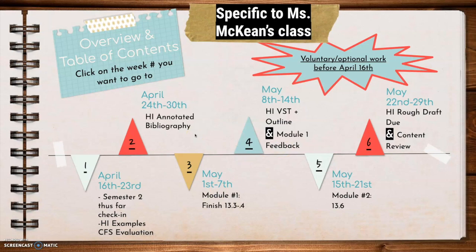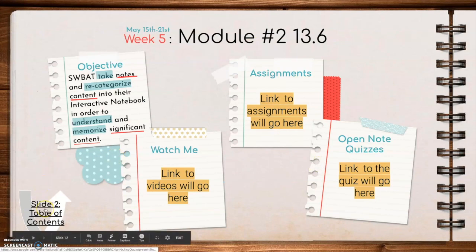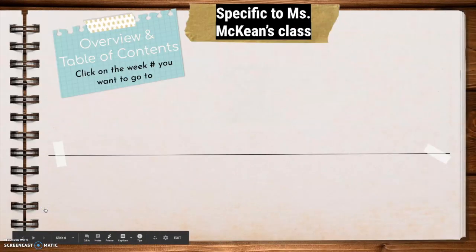So let's say that some of my students got ahead on some of their work and they want to look ahead to week 5. This is underlined in black, so you click it and it will take you to the information for week 5. You can also then click down here to go back to the table of contents.